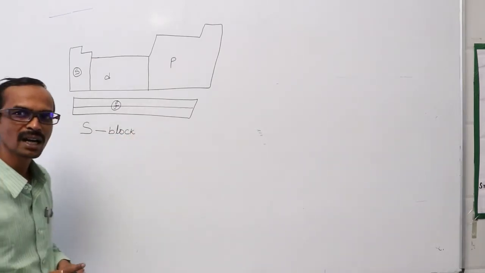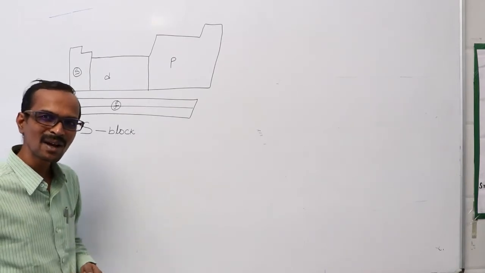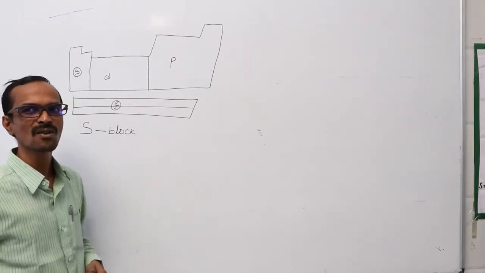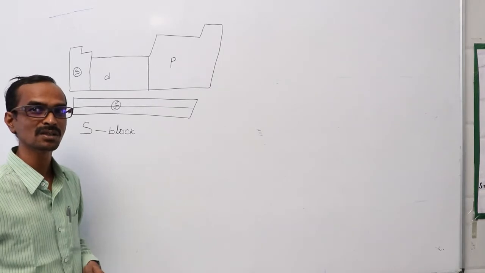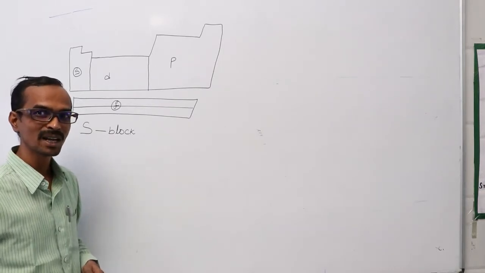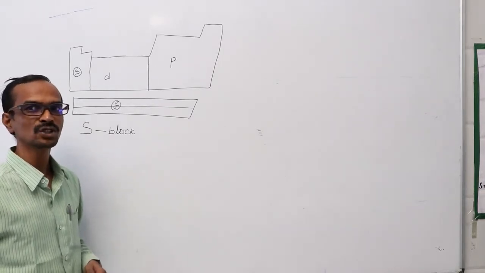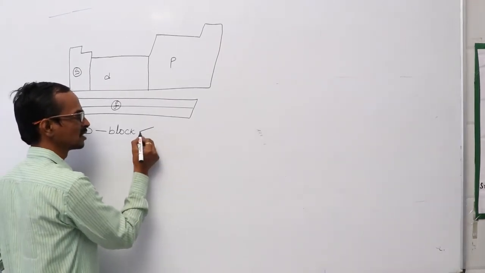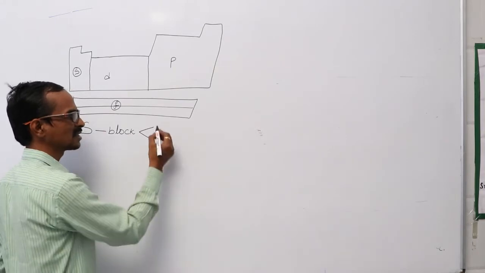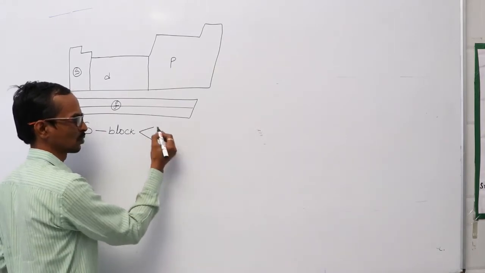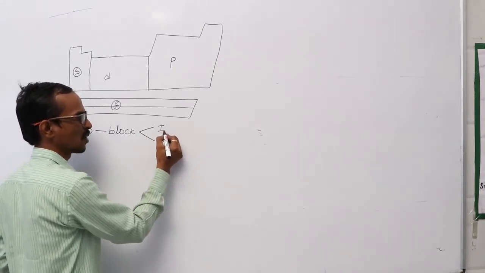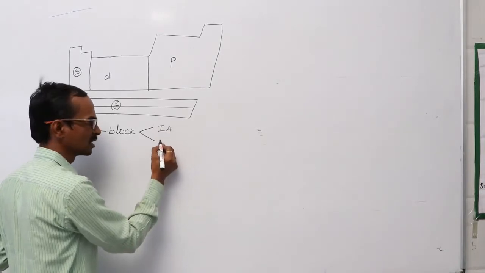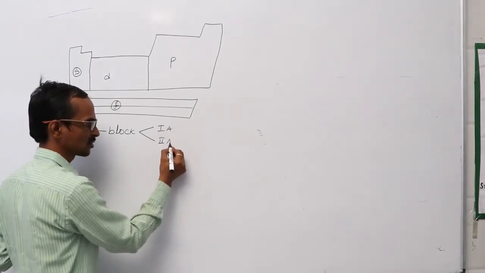We know that an s orbital can accommodate a maximum number of 2 electrons. How many electrons can an s orbital accommodate? It can accommodate only 2 electrons. So the S block is classified into 2 different groups. What are they? 1A group elements and 2A group elements, right?